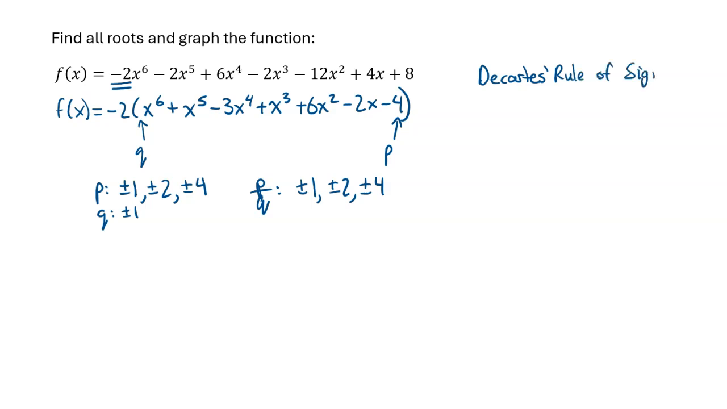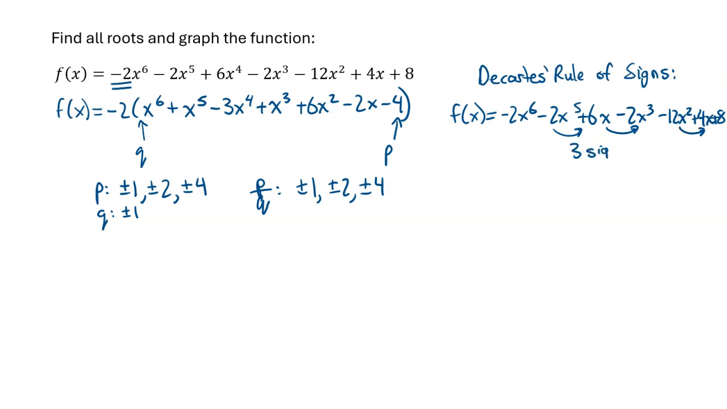Which brings us now to Descartes' rule of signs. To introduce this idea, we look at f of x and see how many times the sign changes from positive to negative, from negative to positive, all the way along. We can see we have one sign change from the x to the 5th to the x to the 4th. That should say a little 4 as an exponent after the 6x. And then another sign change to the x cubed term, and then another sign change to the x term. And so we have 3 sign changes total here. And so what that means is that we can have a maximum of 3 positive rational roots.